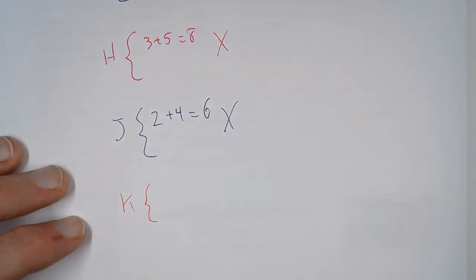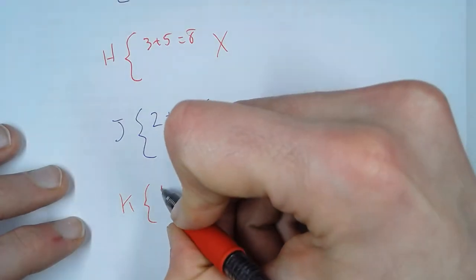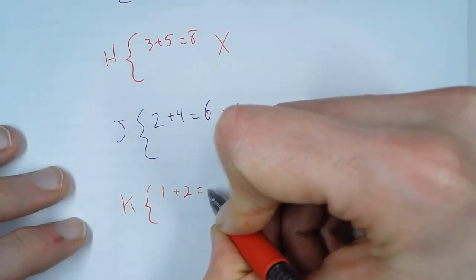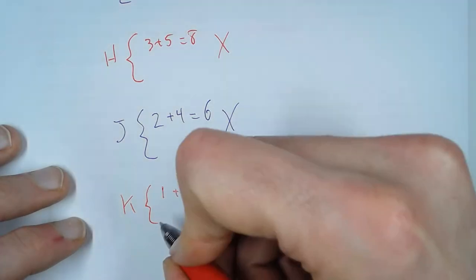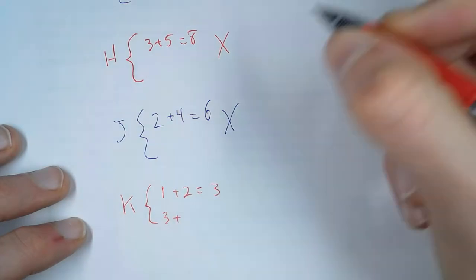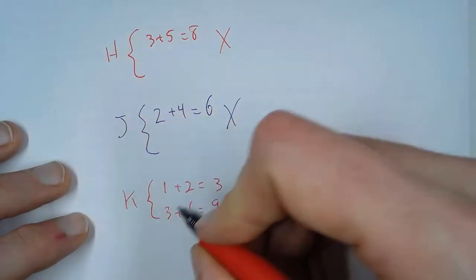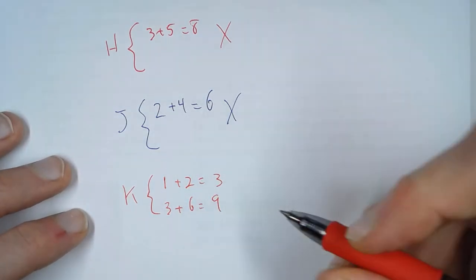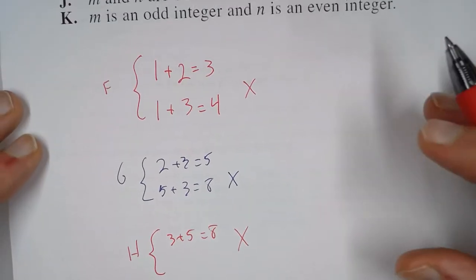For letter K, m is an odd integer and n is an even integer. So let's try 1 plus 2. That gives us 3. So far, so good. Let's change it. M is a different odd, n is a different even. So far, so good. Now, we could keep going, but if you notice, all 4 of the other possible answers don't work.